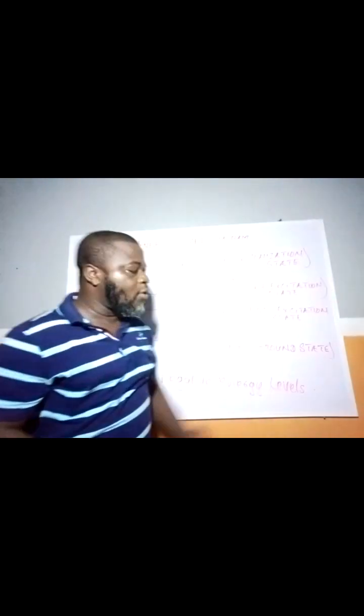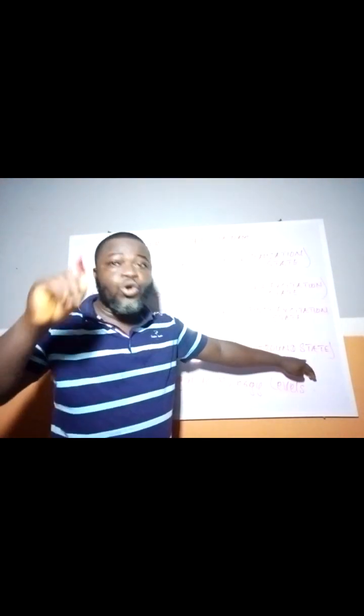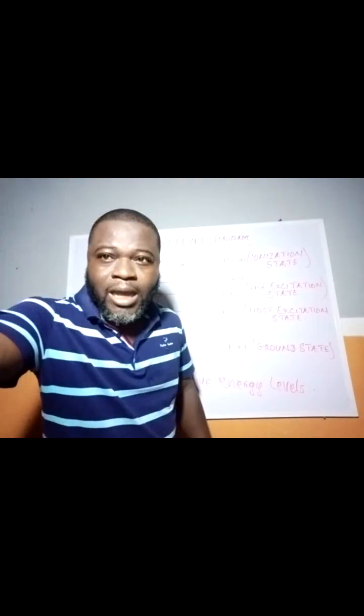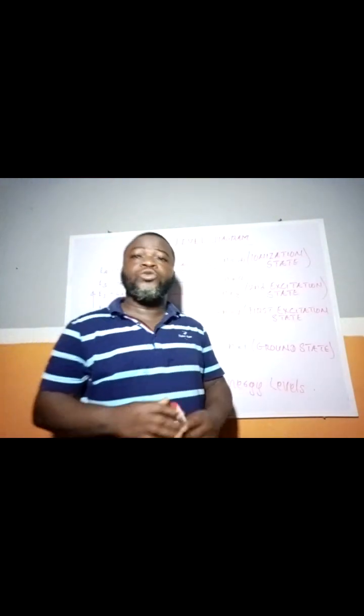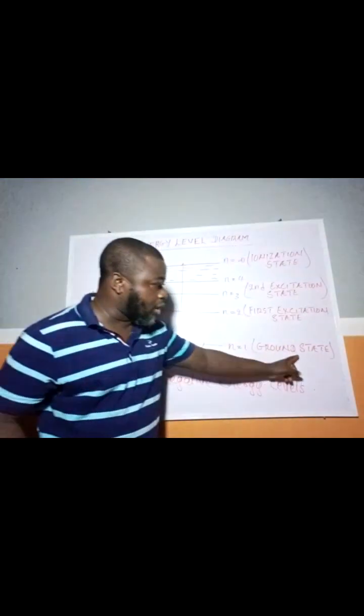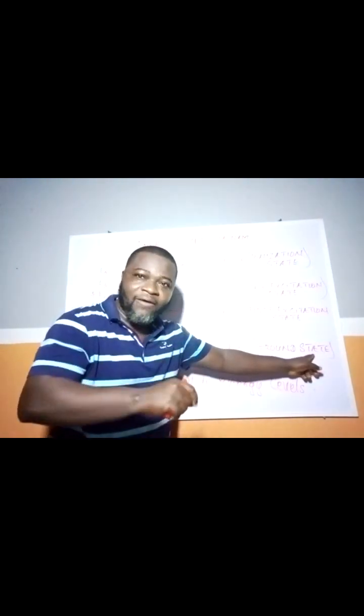Now, you can see everything started from the ground state. This is the ground state. So first of all, you can write the definition of the ground state. Ground state is the lowest energy level an electron can have in an atom. Do you get what I'm trying to say? That is what we call energy level. You can see it here: the ground state is the lowest energy level an electron can have in an atom.